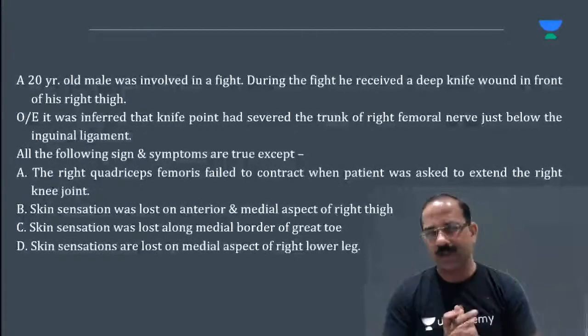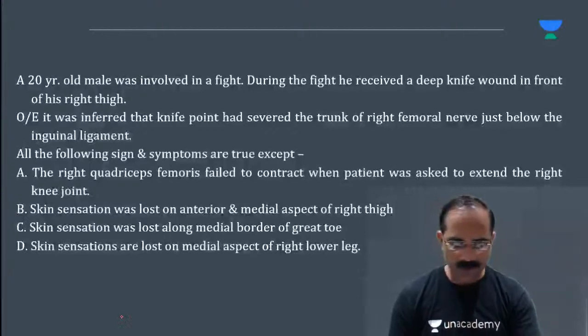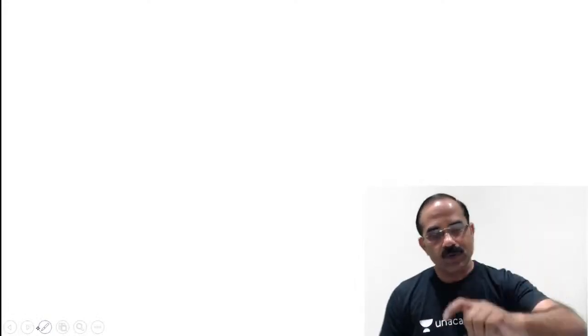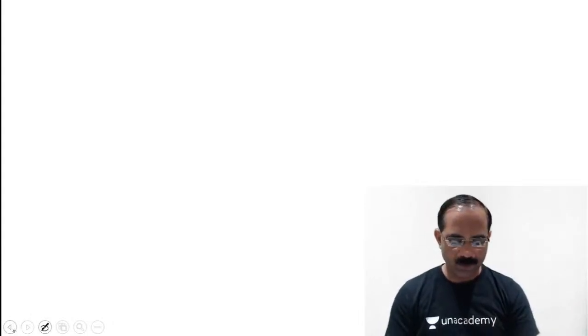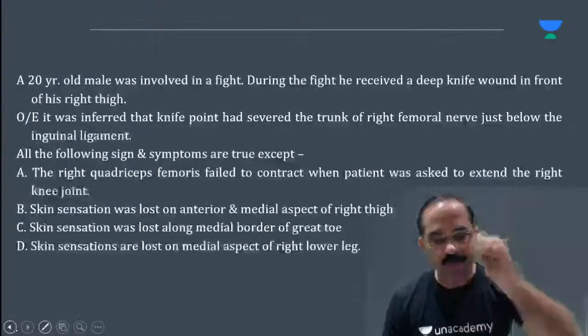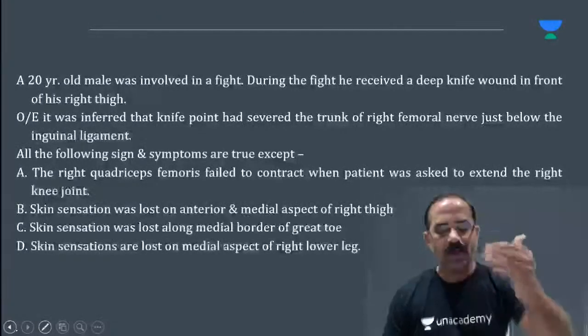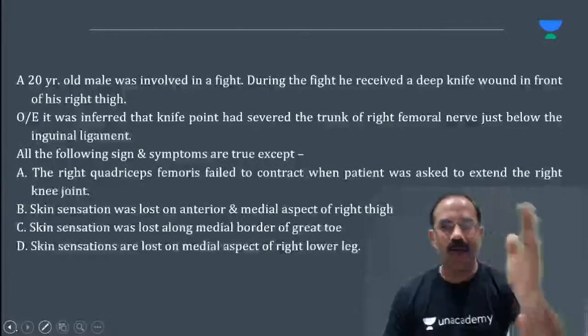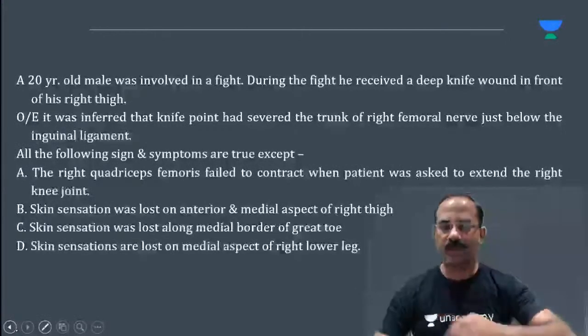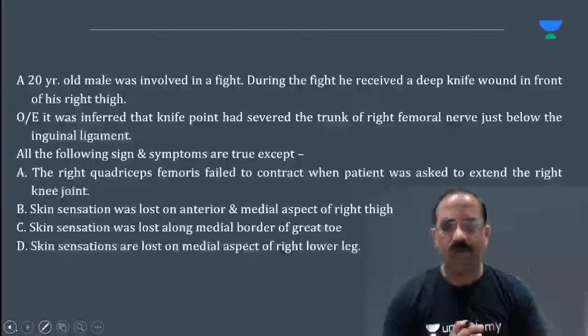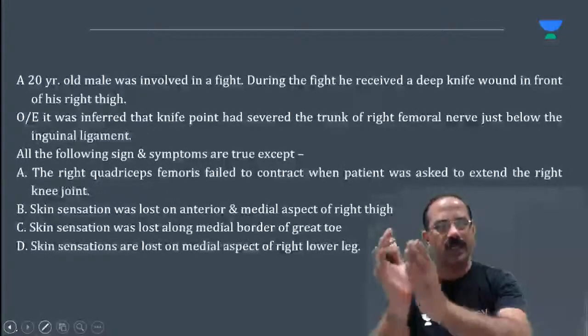So before we start with this, students, can you quickly tell me this femoral nerve is a branch of what plexus? Come on, be interactive, answer. Femoral nerve is a branch of lumbar plexus. And what is the root value of femoral nerve? The root value of femoral nerve is the dorsal divisions of the ventral rami of L2, L3, L4. Correct?